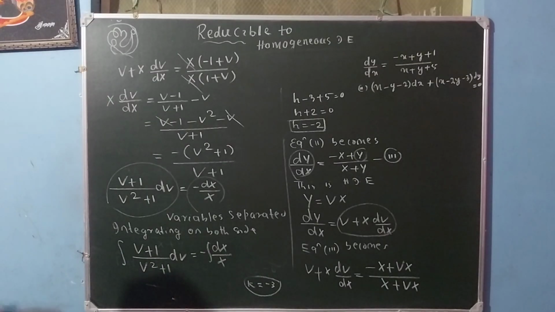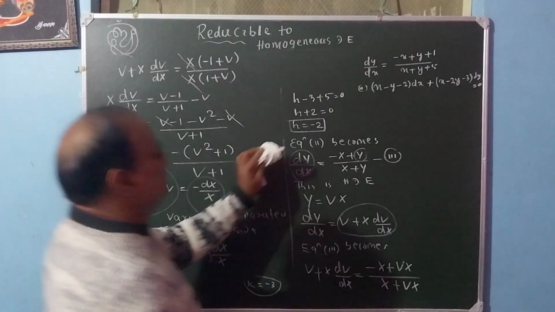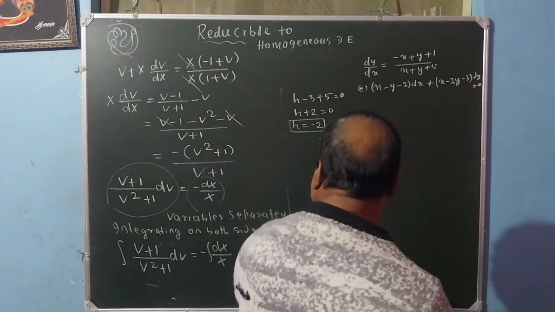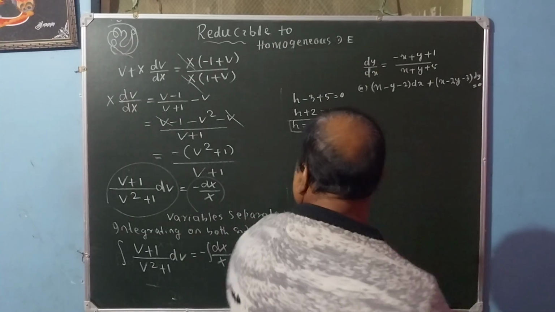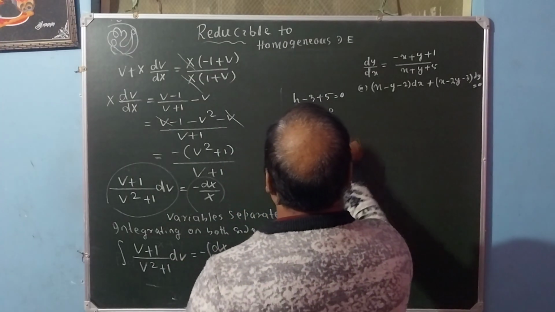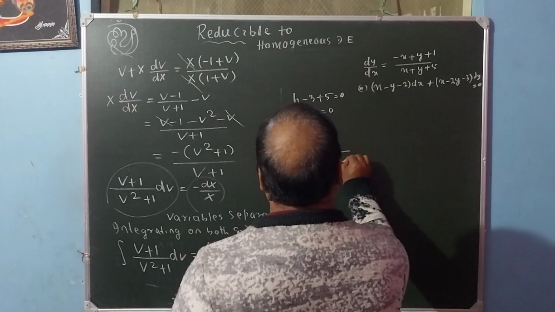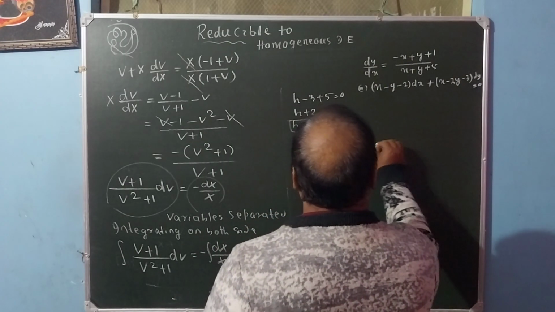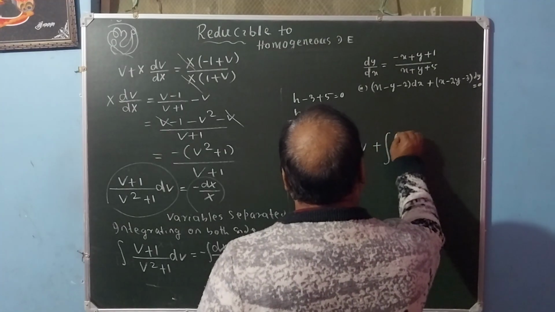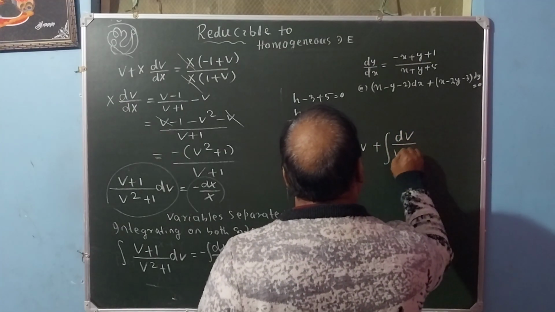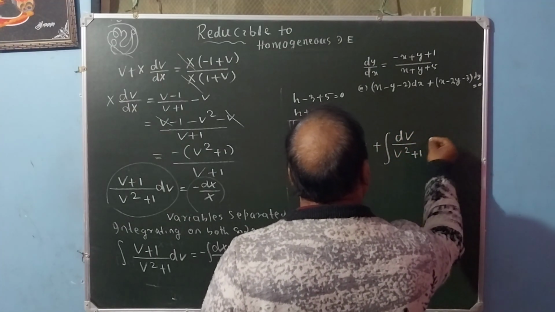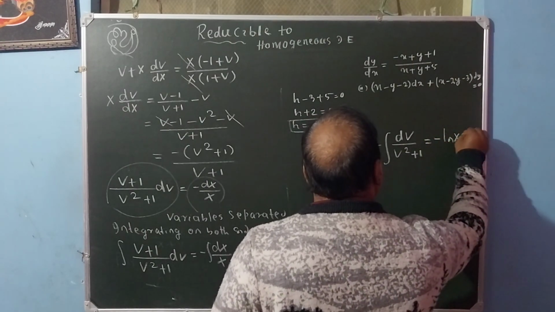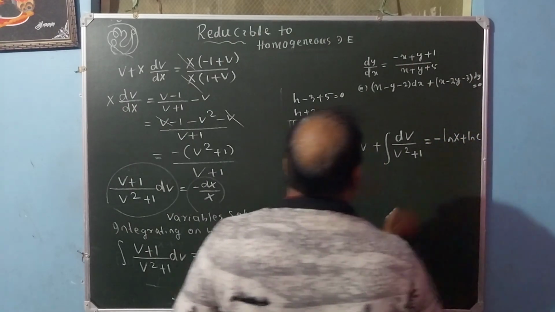Okay, so now splitting this by this plus this by this, we get integral of v by (v square plus 1) into dv. This is one integration. Another is integral of dv upon (v square plus 1), is equal to minus ln x plus ln c.